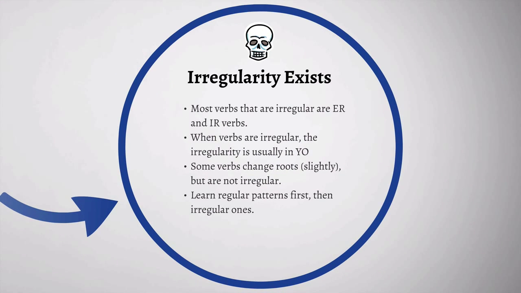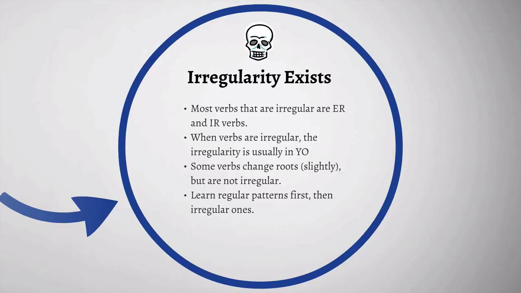Now, irregularity really does exist. And we're not going to start with irregular verbs. It would be foolish. The only irregular verbs you know so far are ser, estar, and haber. And we really couldn't avoid that because ser, estar, and haber, well, it's about being, it's how you introduce yourself. But we start with regular verbs to get you used to what conjugation's like in Spanish.